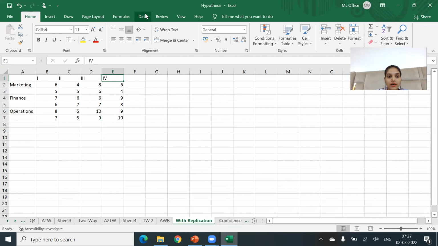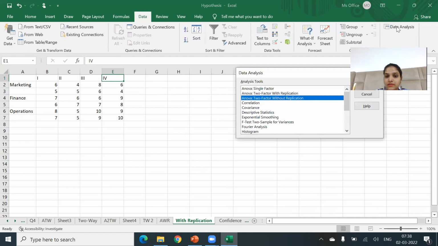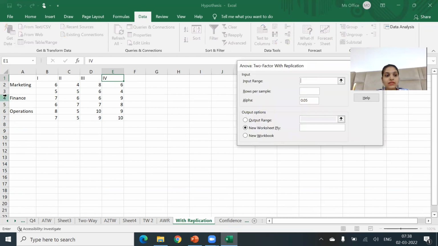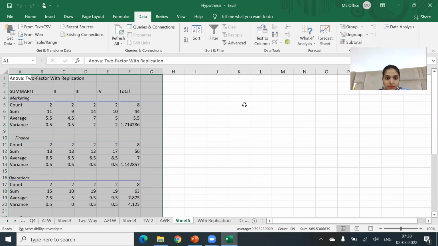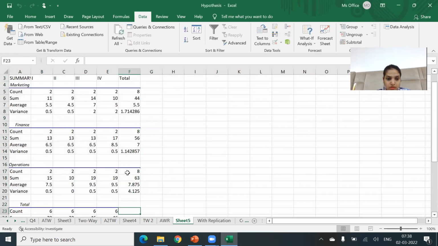Go to the data analysis. Now, as I want to capture the interaction effect, I will be using with replication. Press OK. Select your input range. I'm having 2 rows per sample. How? Marketing 2, finance 2, operations 2. Alpha, I'm taking at 5%. New worksheet, press OK. You will be having the tables.